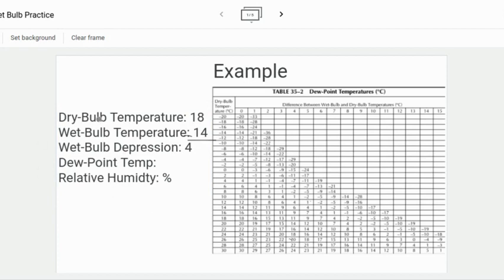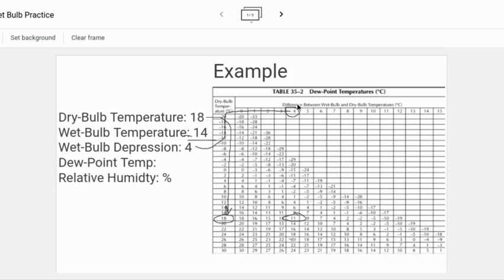So we go to the dry bulb temperature. We take that all the way down this column to 18. There we go, 18 is right here. Then we use our wet bulb depression, and we take that up to here. So because it's 4, we go 1, 2, 3, 4, which is right here. And then what we do is we match up the numbers. So we go over from 18, down from 4, and our number happens to be 11.